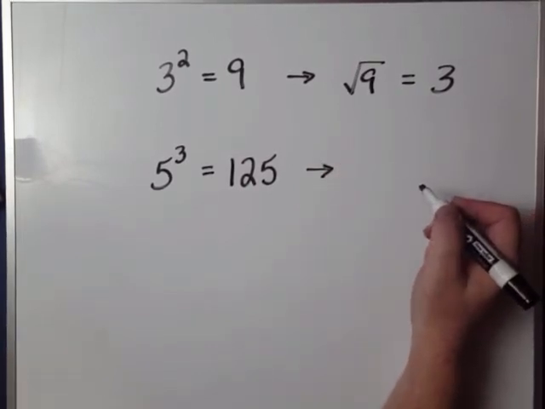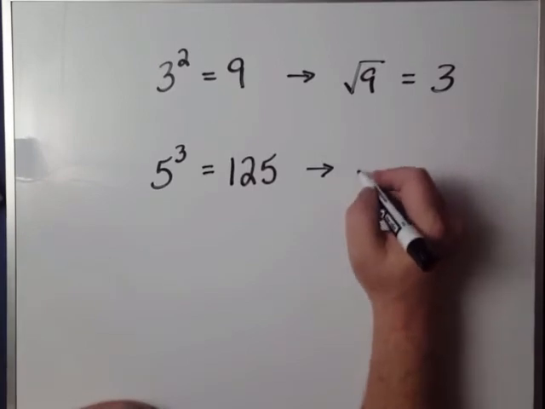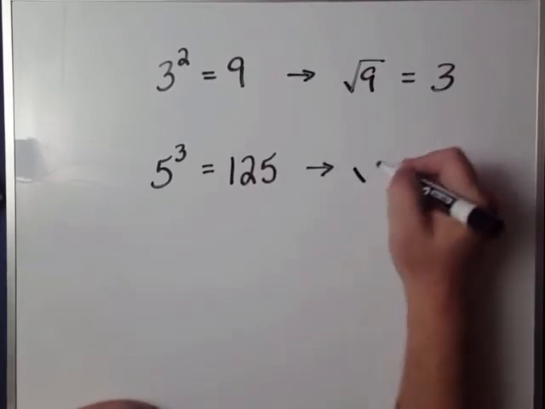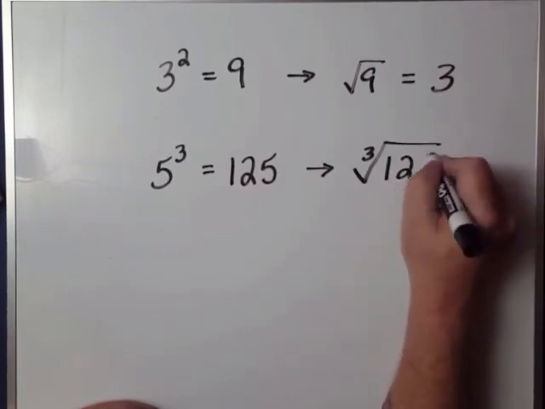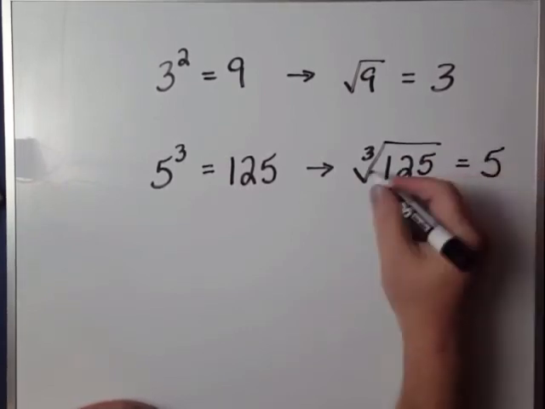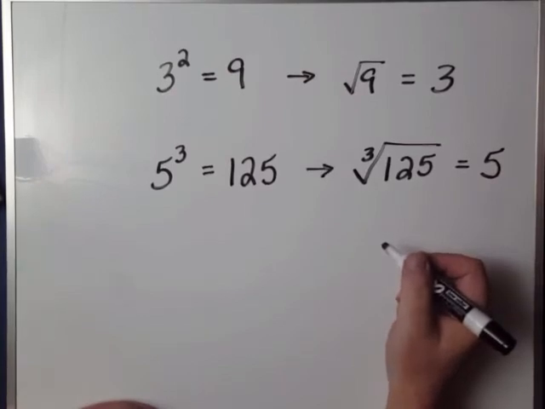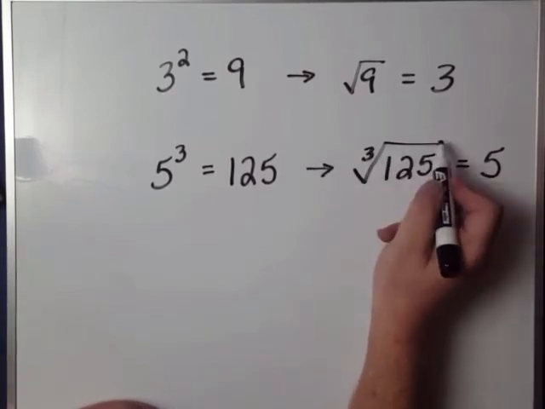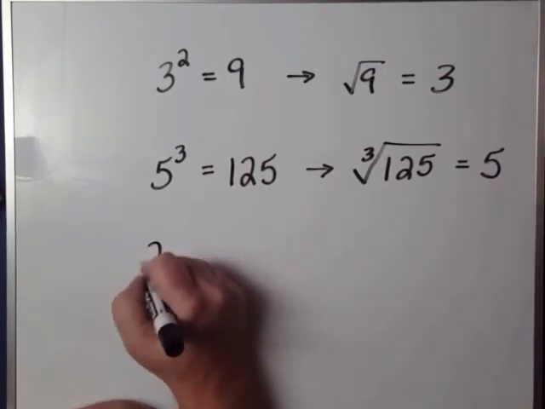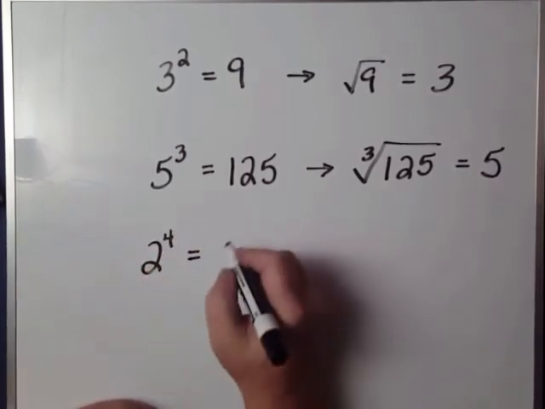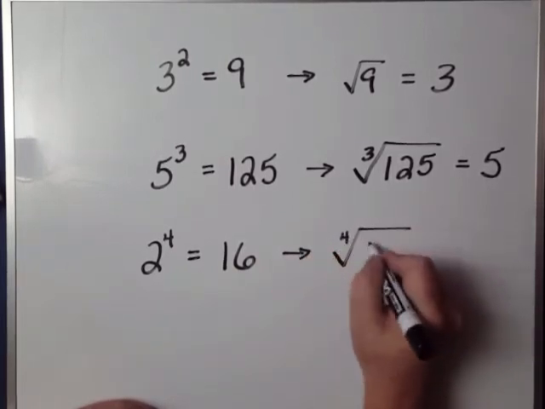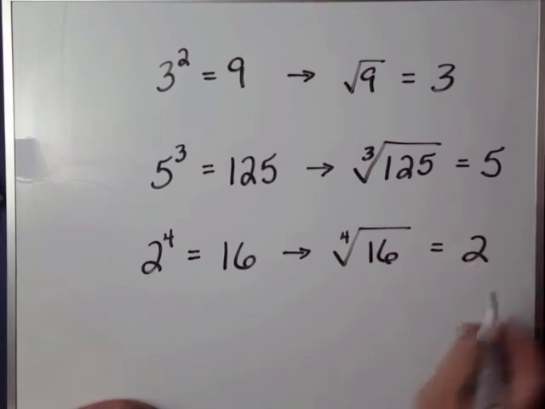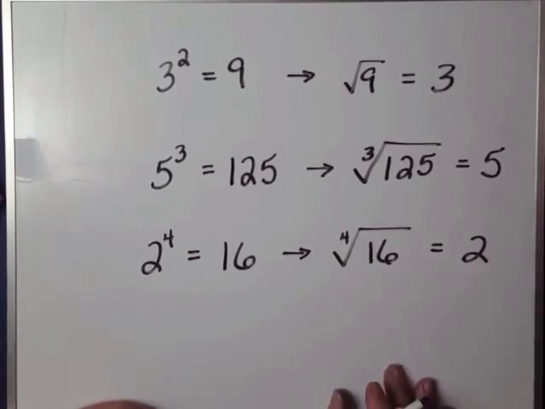How can I write this in radical form? Well, what I do is I write a cube root. Cube root of 125 is 5. The cube root undoes a cube. And I put a little 3 right here in the check mark. Something to the 4th power: 2 to the 4th is 16, which means that the 4th root of 16 is 2.